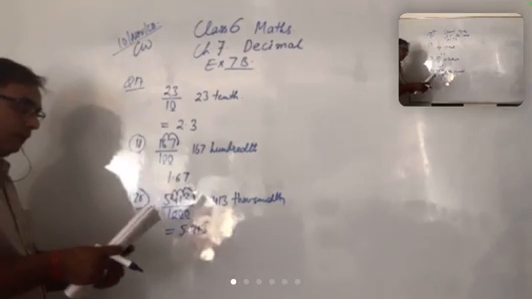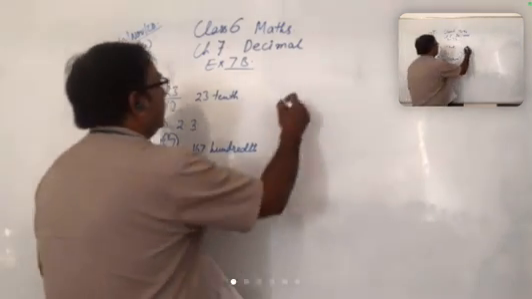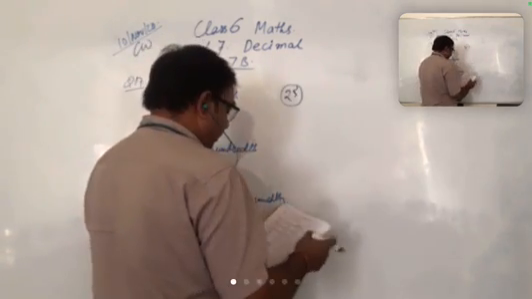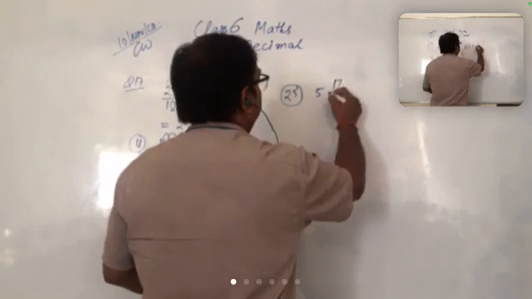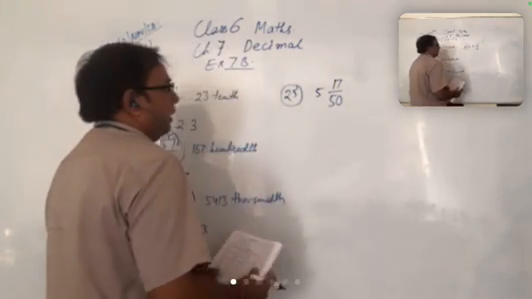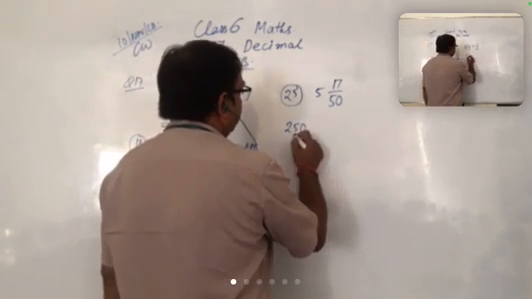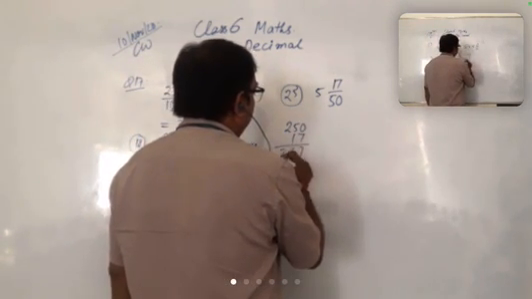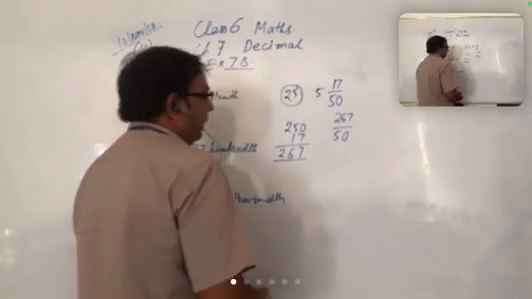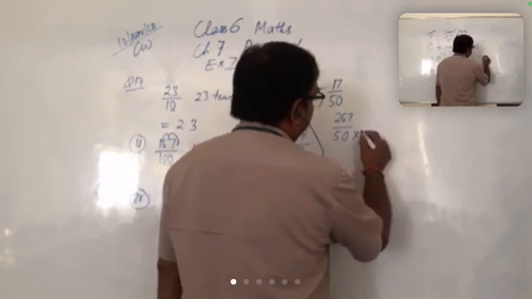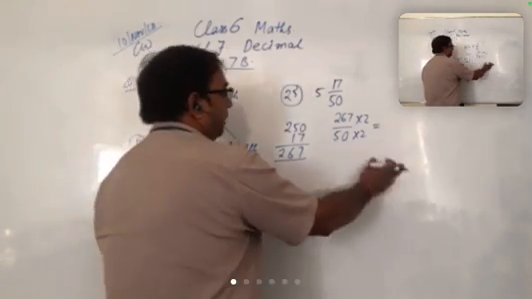Now move to question number 25. It is 5 17 upon 50. Now 5 fifties are 250. So 250 plus 17 will be 267. So 267 upon 50. Now what will we do? If we multiply this 50 by 2, the fraction will become a decimal fraction.